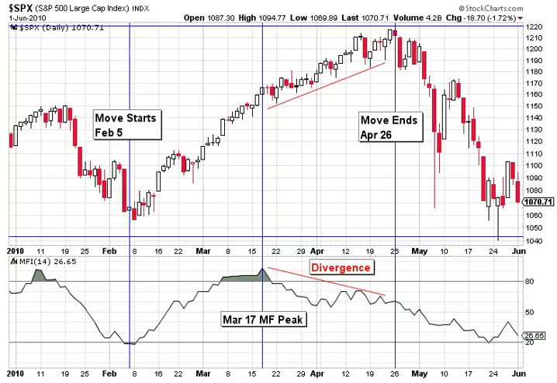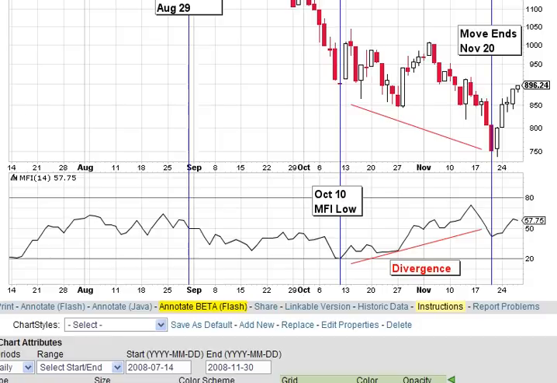Now, you don't always see divergence between the money flow and price in strong moves. Furthermore, when you do see that divergence, money flow doesn't always split the middle exactly like it did earlier this year. But it happens often enough that it's something that I pay attention to.